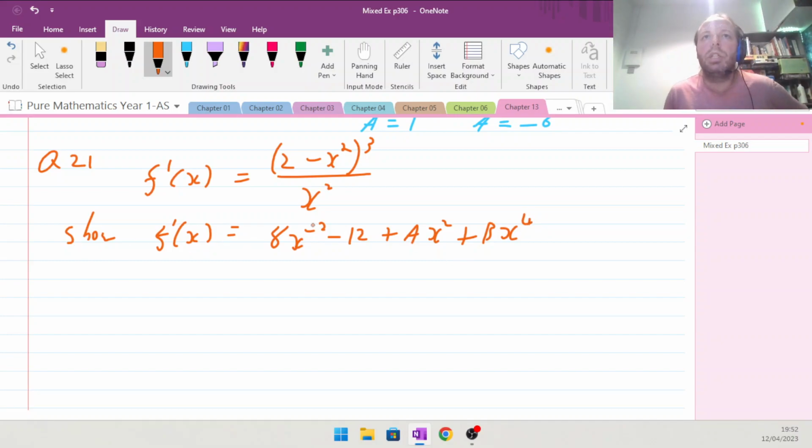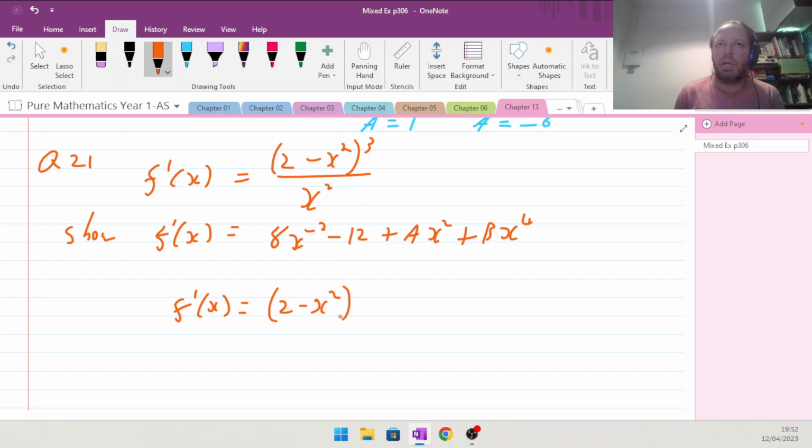Okay, so let's take this up here, and we will say that f dash x, let's multiply out that top there. Multiplying it by itself, we'll have 2 minus x squared still to do the multiplying, and we multiply it out, we're going to have 4 minus 4x squared plus x to the power 4, still all over x squared.